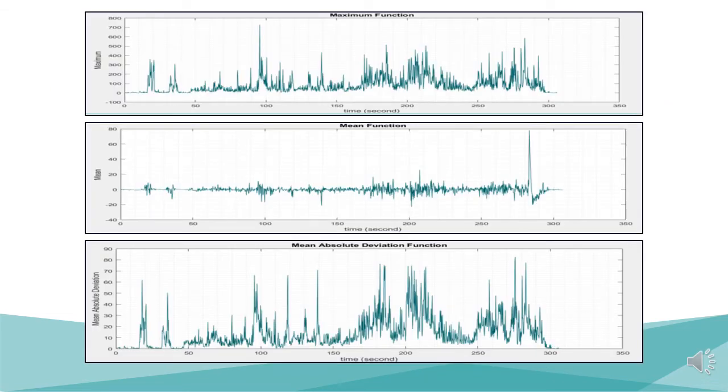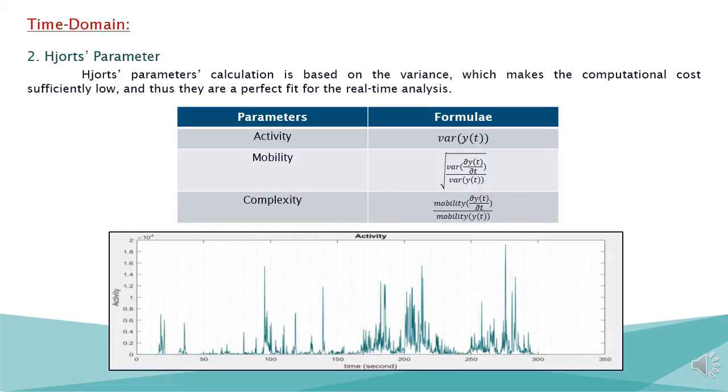Now, the statistical features of all the subsignals present are calculated, which are plotted here. I have not included all the plots because it would have resulted in a very lengthy presentation. Only maximum, mean, and mean absolute deviation have been shown here. The second time domain feature which we can extract is the Hjorth parameters. It is suited for real-time analysis because of its low computational cost. The parameters are activity, mobility, and complexity. The plot of one such parameter is shown here.